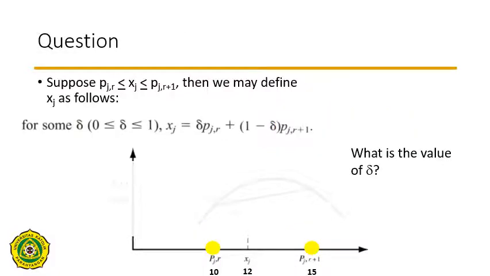Okay, now here's a question. We have seen the linear combination formula in the previous slide. Now let's say the grid points are 10 and 15, and the point between them, xj, equals 12. What is the value of delta such that you may define 12 using the grid point 10 and the grid point 15? I will pause the video to give you the time to think about the answer, and I will give you the answer after the pause.